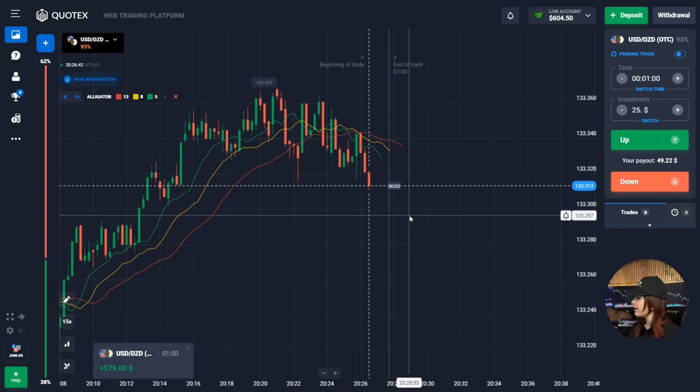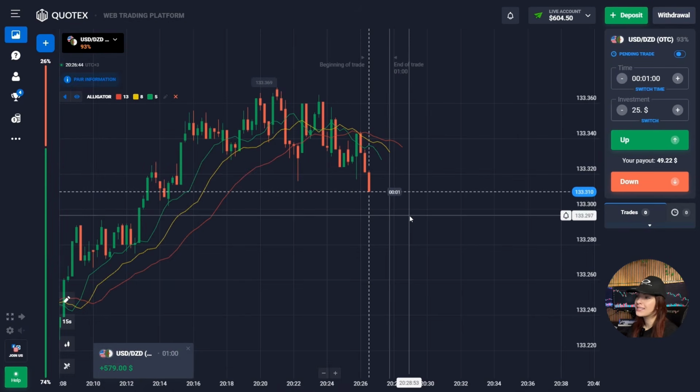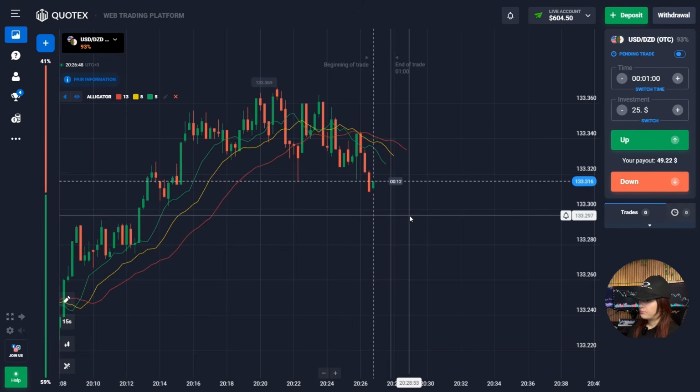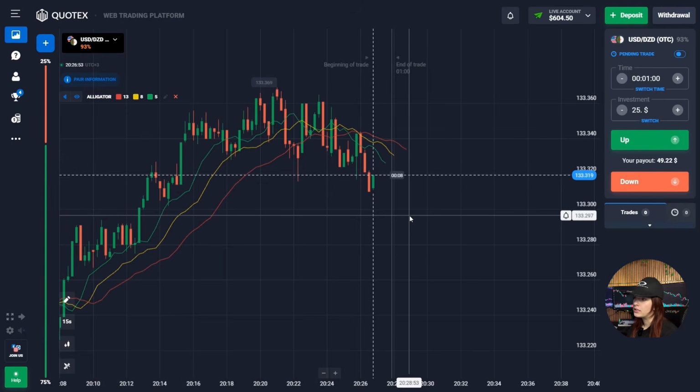Well, guys, that's great. As you can see, the price is moving according to our scenario and is showing a decrease. Guys, thus we got the profit here. And also 1 minute here was just perfect. And so guys, let's continue our trading session.